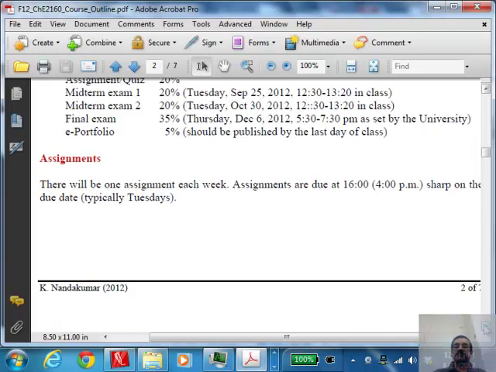The assignments typically will be due a week from the day I hand them out, and typically it's going to be Tuesday to Tuesday. So there is one assignment already up on Moodle that you should download today, and it will be due next Tuesday by 4 o'clock on Moodle, electronically submitted.